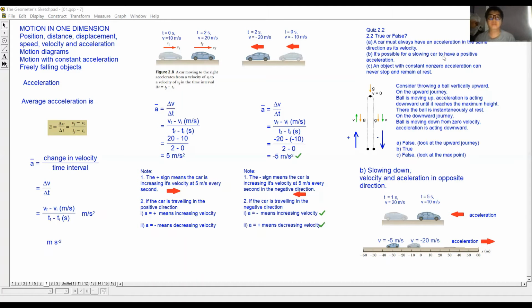Okay, right. Then in this one, they have quiz 2.2 here. You have to answer true or false. You read the question and see.